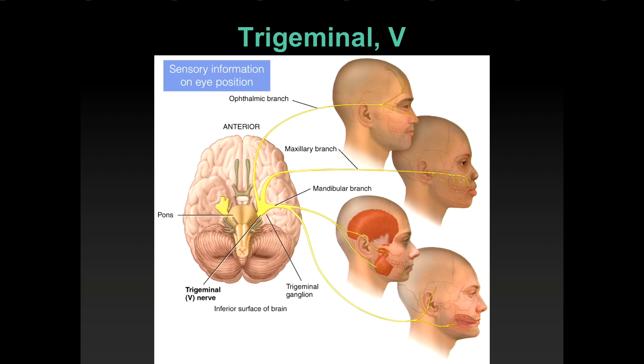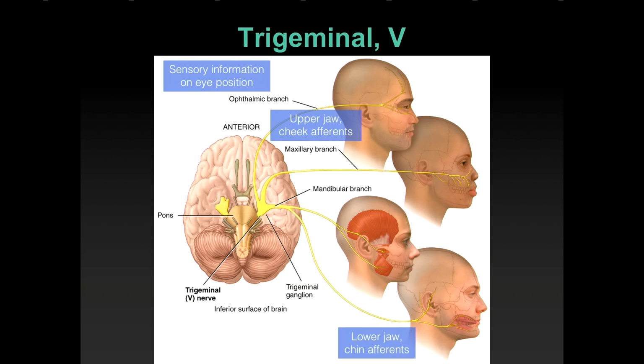The ophthalmic branch gives sensory information on eye position, proprioception of the eye. The maxillary branch carries sensory information from the upper jaw, the cheeks. When I touch my face like this, I'm sending information back to the brain through the trigeminal nerve, the maxillary branch. There's also sensory information in the mandibular branch coming from the lower jaw. So we've got upper jaw, lower jaw, position of the eye. We don't have any motor information yet.